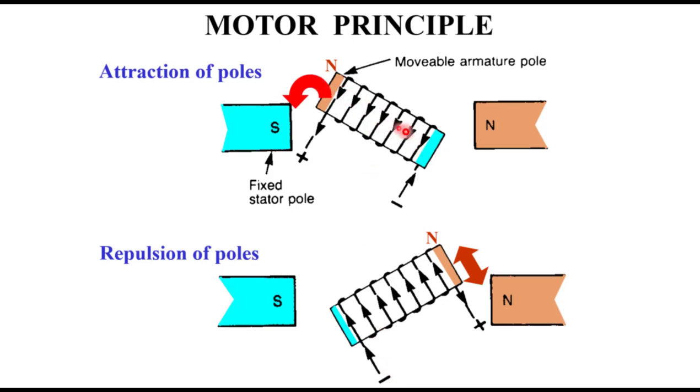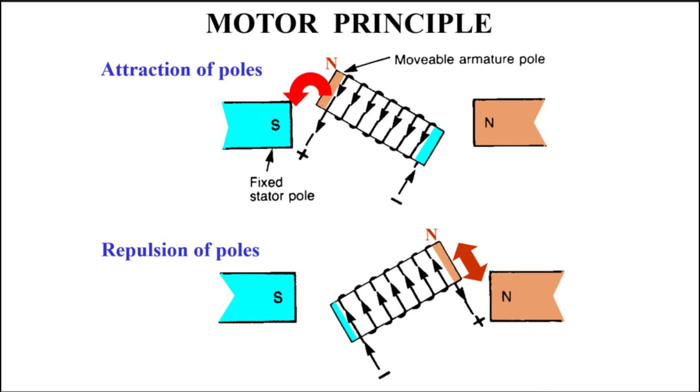Here's a representation also. This would represent the electromagnet, the current going in and creating this polarity, north and south. You can see it's being attracted on this end, while it's being repelled on this end.